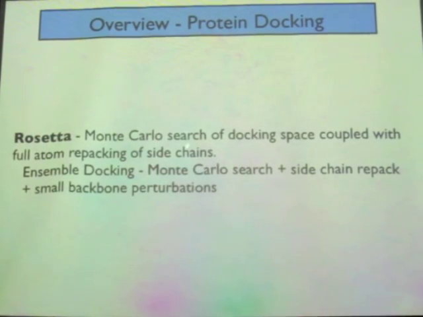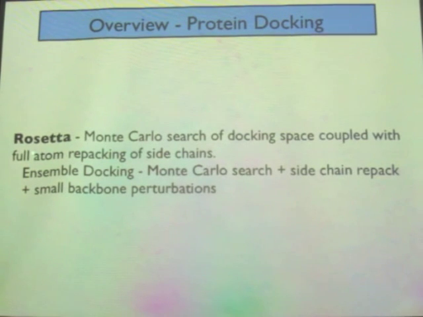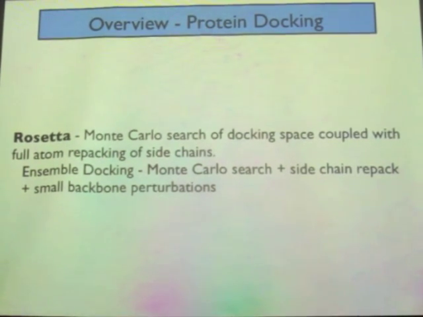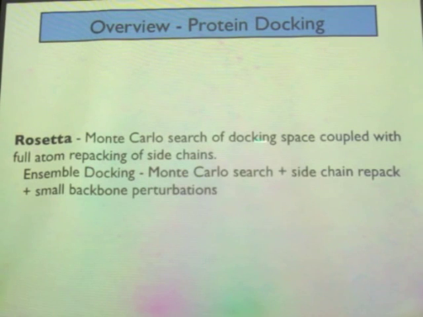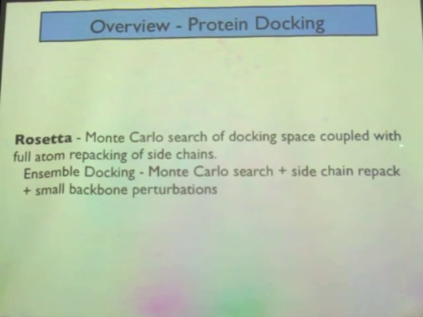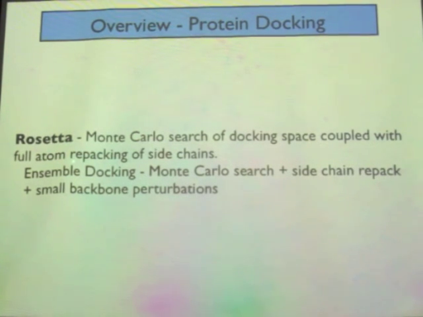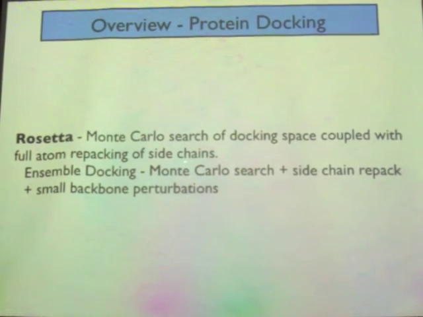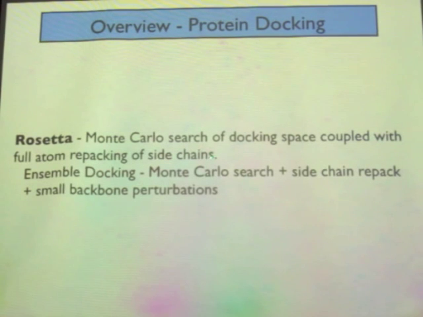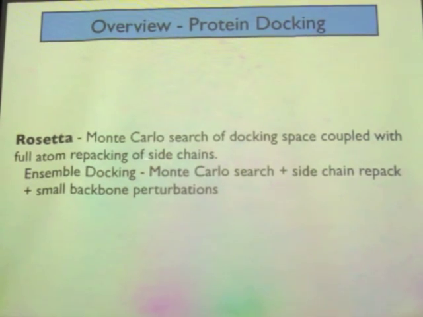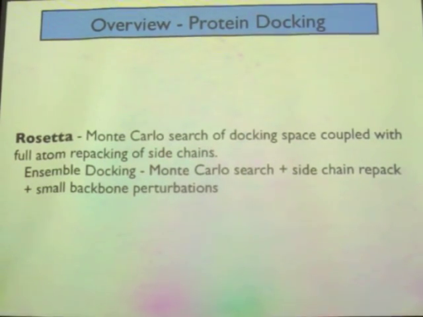So Rosetta uses a Monte Carlo search of docking space coupled with full atom repacking of side chains. What I mean is we just search along the protein using the other protein, and once we find it, we put in side chains and see how exactly they interact at an atomic detail.